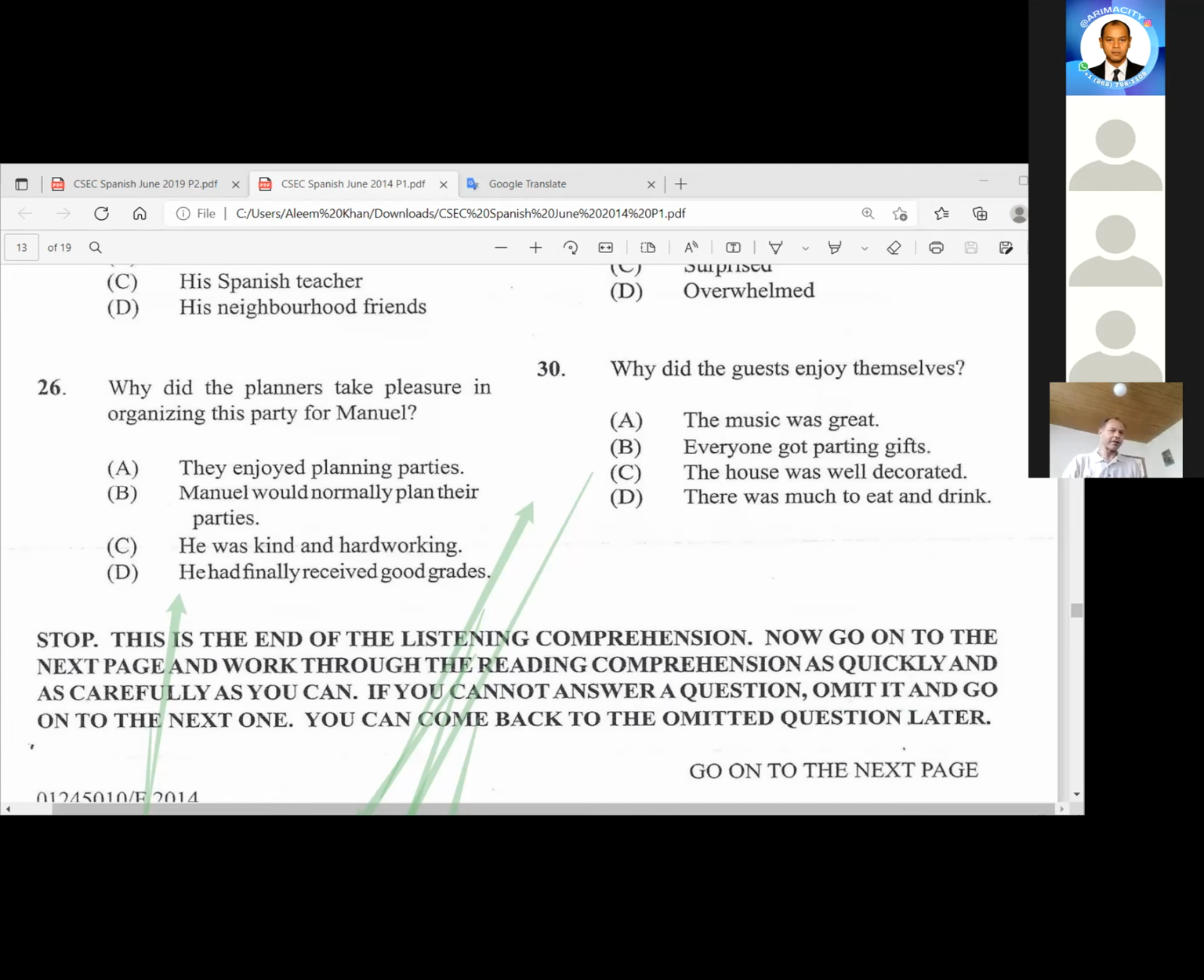Okay. La belleza is the beauty. Los adornos is the adornments or the decorations, which made a spectacular environment for the guests. Okay. So why did the guests enjoy themselves? Yes. The house was well decorated. Okay, so you can turn on your microphones and give yourselves a round of applause. Yay.